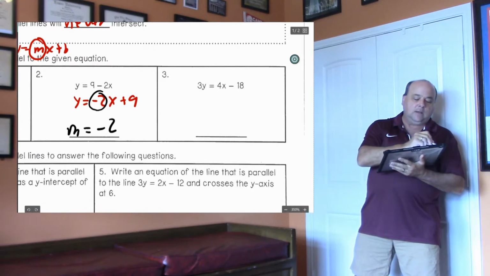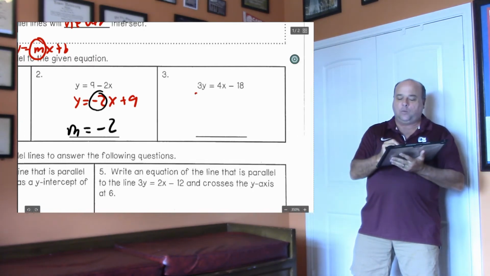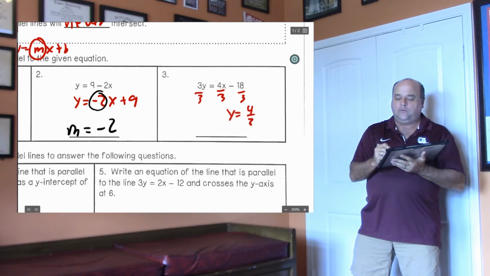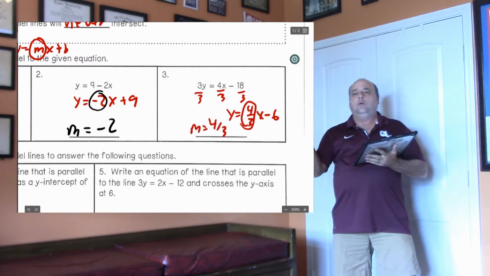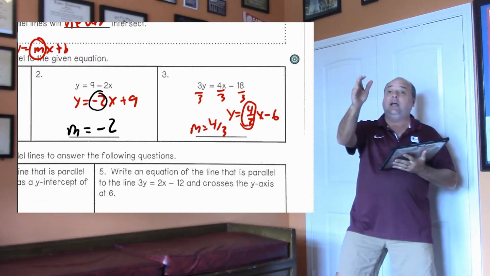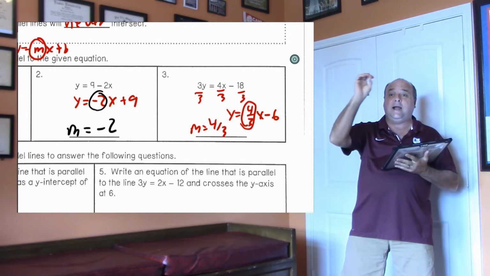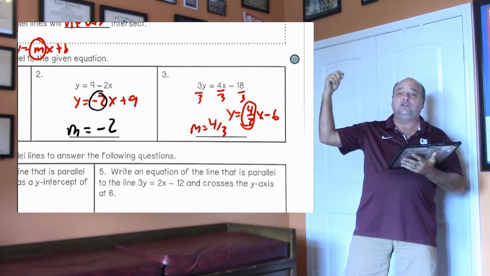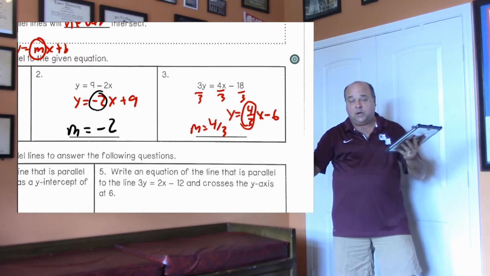Going to number 3. Remember, we need to solve this for y, so we're going to divide by 3. And we'll get y equals 4 over 3x minus 6. This right here is my slope. Okay, so all we have to do is find the slope. A parallel line to that line will have the same slope, but the y-intercept will be different. That's what we're going to do today.